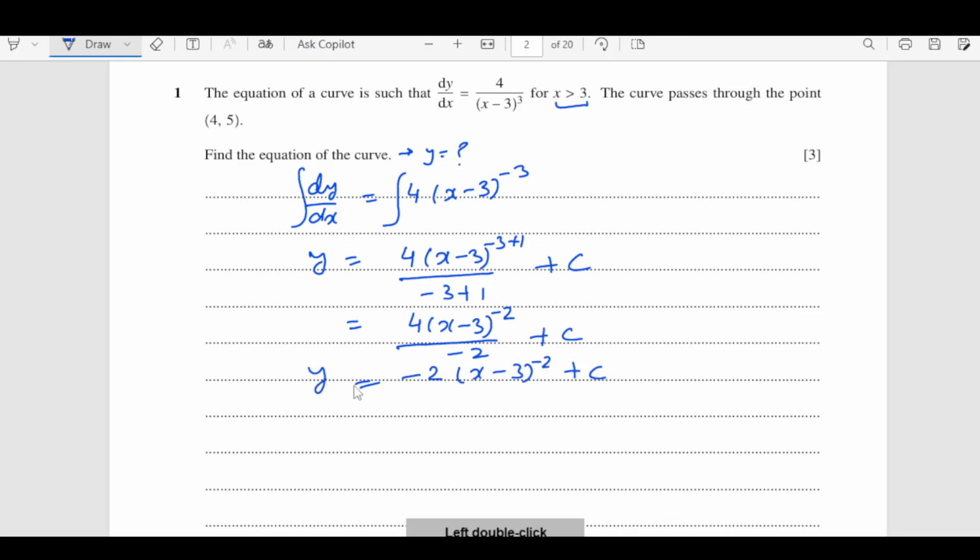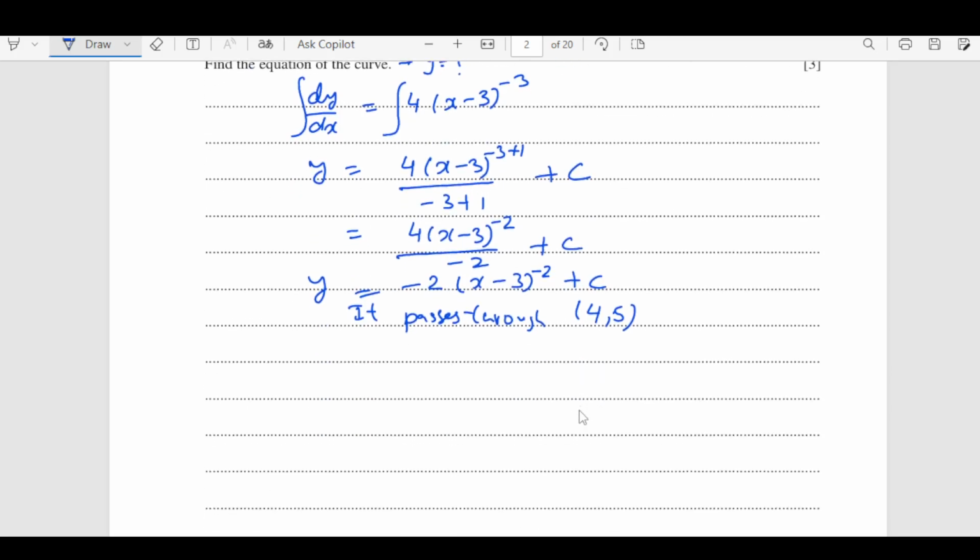Now we are given that this curve passes through the point (4, 5). So we are going to substitute the values of x and y. So y is 5 when x is 4: 5 equals negative 2 times (4 minus 3) to the power minus 2, plus c. 4 minus 3 is 1, and 1 raised to power negative 2 doesn't make any difference. So from here we will get c as 5 plus 2, which is 7, right? The value of c is 7.